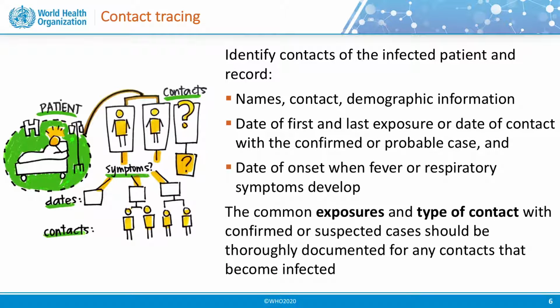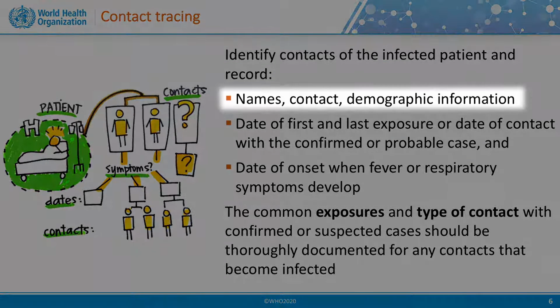Contact tracing involves the identification and the medical follow-up of individuals who had contact with a confirmed COVID-19 patient. After you identify these contacts, it's important that you record certain information so that you can follow them over the 14 days after they had contact with that confirmed patient.